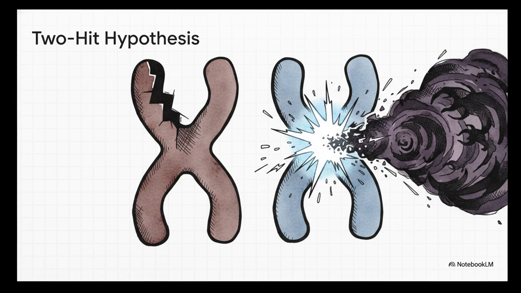The patient inherits one mutated copy in every single cell. That's the first hit. But a phenotypic malignancy only forms when a specific target cell undergoes an acquired somatic mutation that inactivates that remaining, functional, second allele.